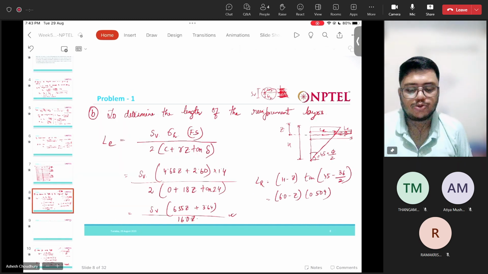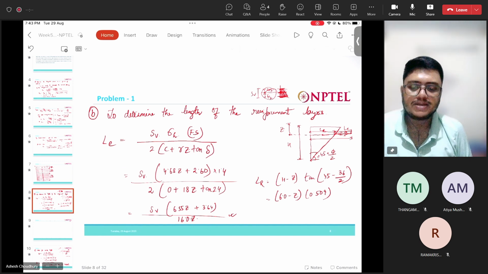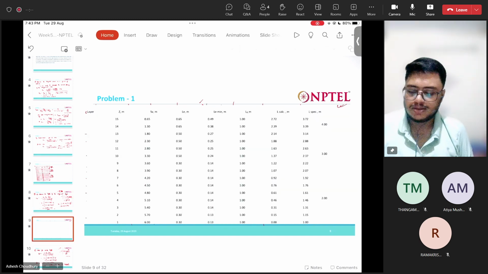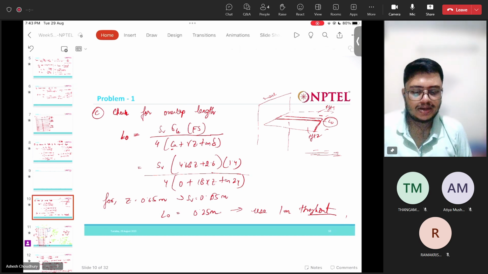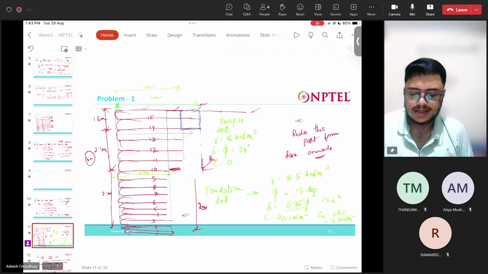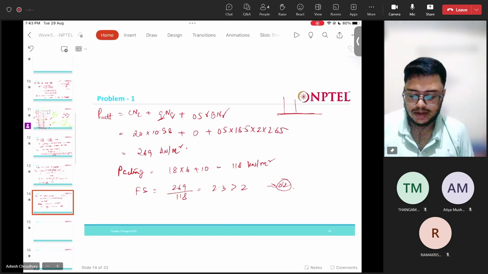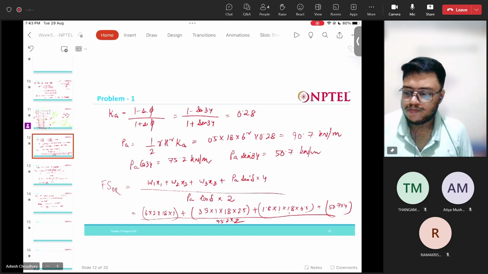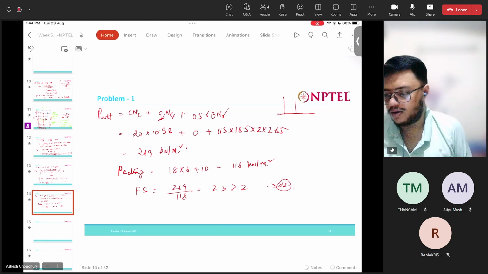After that, we determined the length of the reinforcement layer. How did we determine it? We determined the length of reinforcement layer by satisfying the pull-out criteria, right? Provided the layers, then we checked the overlap length. After that, we came to the external stability. We checked the external stability for overturning, sliding, and bearing. So this way, our total design is now complete.